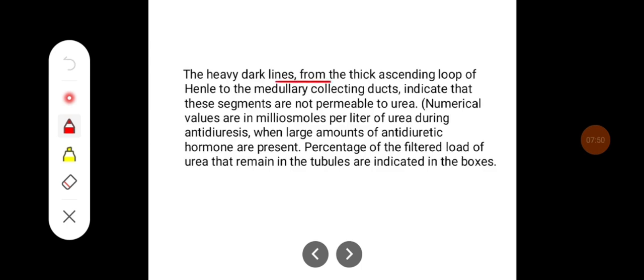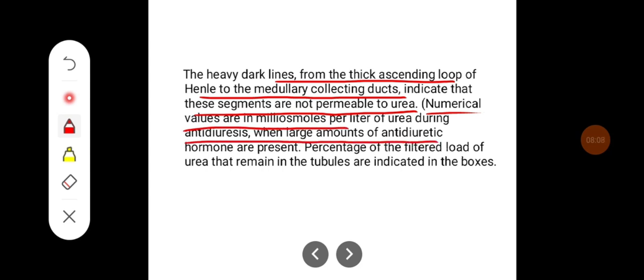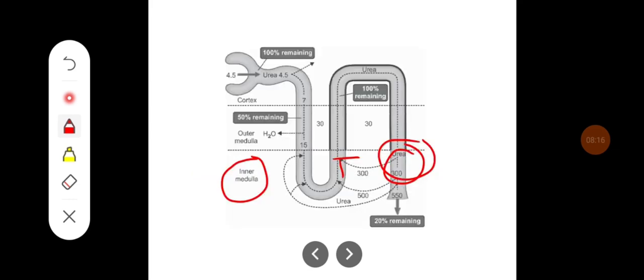The heavy dark lines from the thick ascending loop of Henle to the medullary collecting ducts indicate that these segments are not permeable to urea. The numerical values have been given in moles per liter of urea during antidiuresis, when large amounts of antidiuretic hormone are present. The percentage of filtered load of urea that remains in the tubules is indicated in the boxes. Okay, so you can see here.